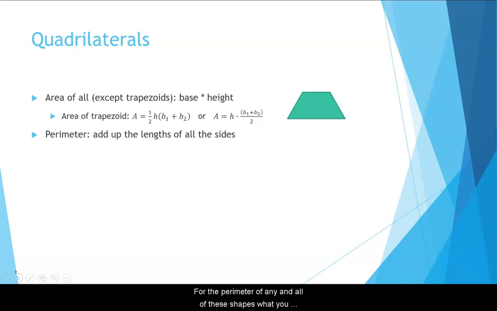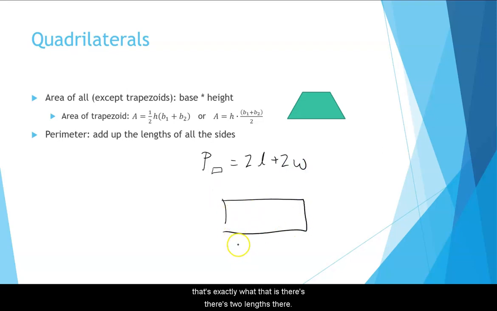For the perimeter of any and all of these shapes, what you do is add up the lengths of the sides. Some of you may say, but wait, the perimeter of a rectangle is 2 times L plus 2 times W. Well, if you have a rectangle, that's exactly what that is. There's two lengths and two widths. So still, you're just adding up the lengths of all the sides.